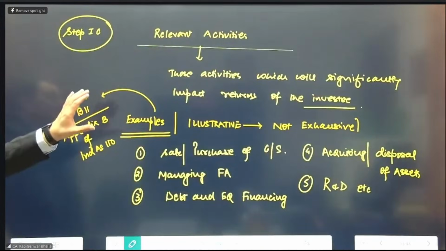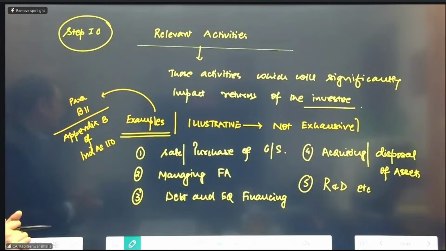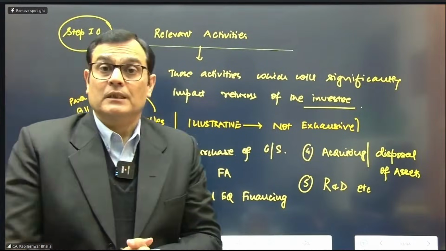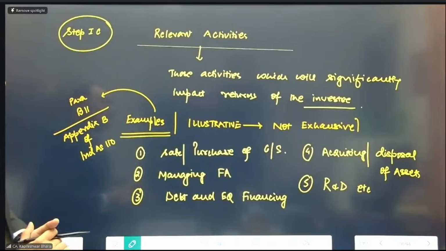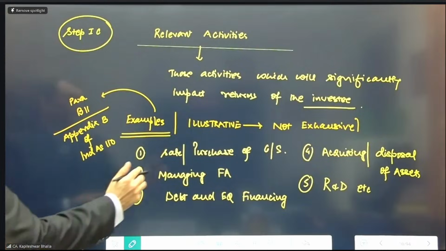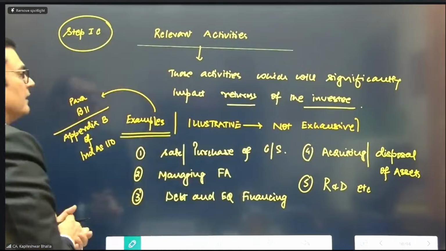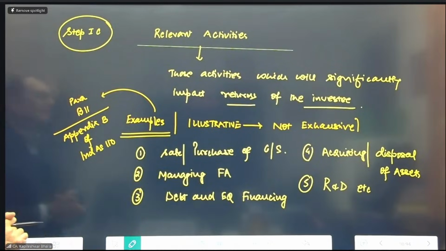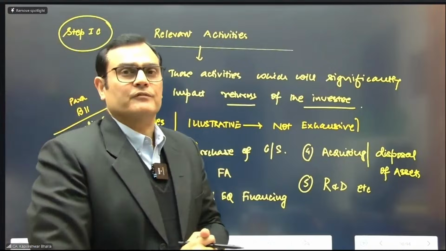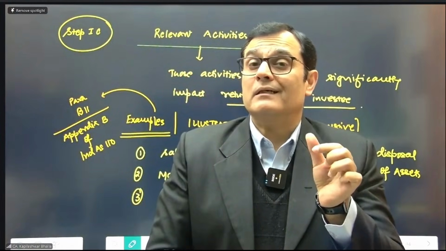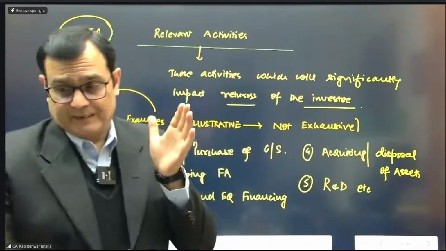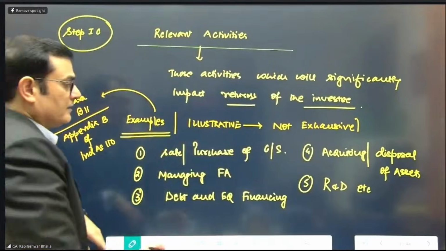If as an investor you can take decisions on these activities of the investee, you are in a position to significantly impact the returns of the investee. Right, friends? So step number 1C is done. That was just to give you a flavor in terms of the relevant activities of a business. Now we're going to work upon step number 1B, current ability. So let's go to the next step, that is step number 1B.